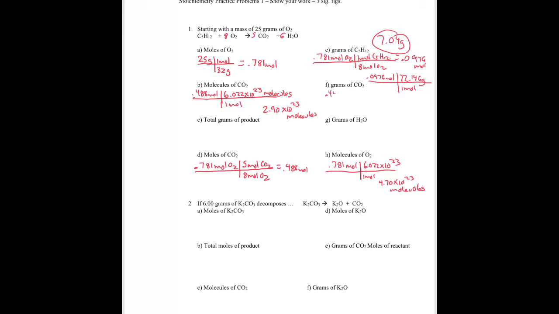Next, I can do my grams of CO2. We calculated the moles in D, so we can use that number over again. 0.488 moles of CO2 times the molar mass of 44.01. And I'm going to get 21.5 grams of CO2.